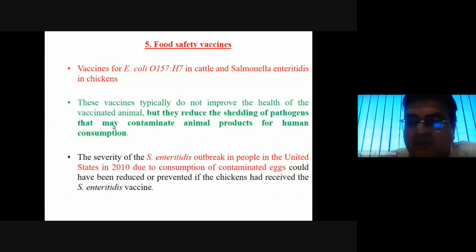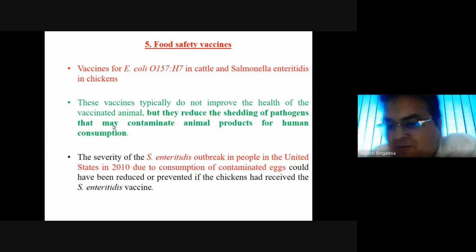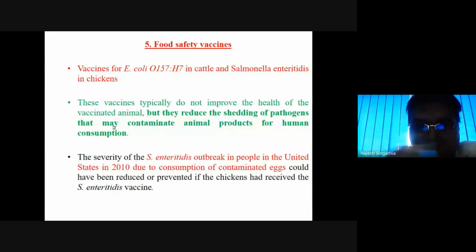Next is food safety vaccines. What do we mean by food safety vaccines? Recently, vaccines have been developed to reduce the shedding of organisms that cause foodborne diseases in people. These vaccines reduce the shedding of organisms that cause foodborne disease in people. Examples are the vaccine for E. coli O157:H7 in cattle, and Salmonella enteritidis in chickens. So what do these vaccines do?